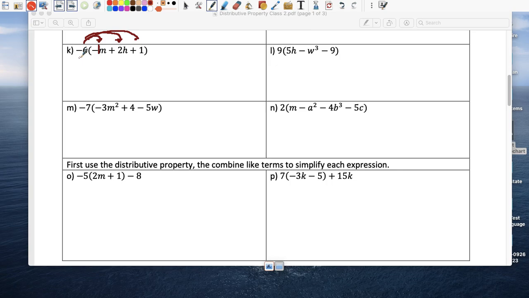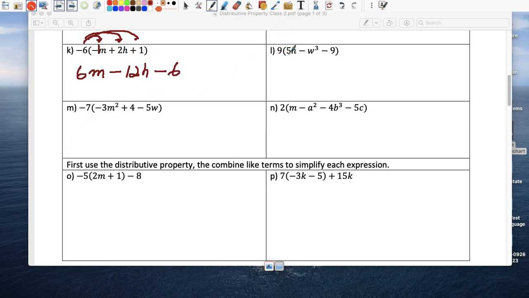So, first one, negative times a negative is a positive. 6 times 1 is positive 6m. Negative 6 and positive 2. Negative times a positive is a negative. 6 times 2 is 12h. Negative times positive 1, right? So it's a negative 6 and positive 1. So first of all, it's going to be negative, and then 6 times 1 is just 6.